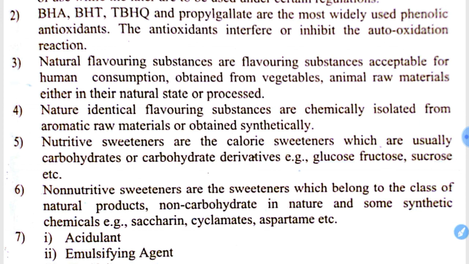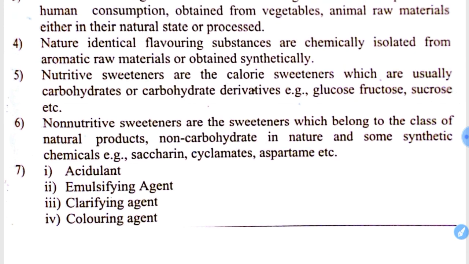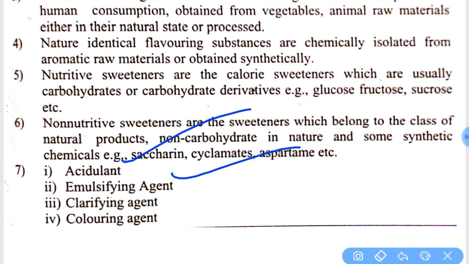And our last question was: give the main function of each of the following as a food additive. Tartaric acid is an acidulant. Lecithin is an emulsifying agent. Gelatin is a clarifying agent. And anthocyanin is a naturally available coloring agent. So with this we have understood many important points from food additives. Thank you a lot.